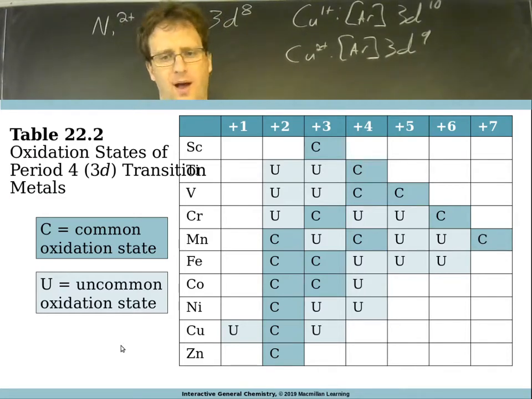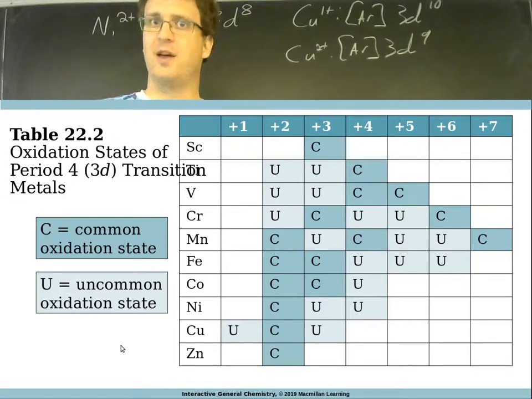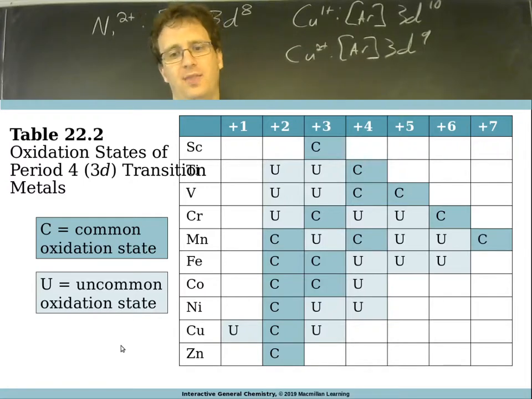Ones in the middle, like manganese here, manganese has 6 possible oxidation states, and that's because it's got a lot of room to reconfigure its electrons after you take some away. It's got plenty of electrons to give, and although we only see row 4 in this table, you would see similar trends for rows 5 and 6 of the transition metals as well.